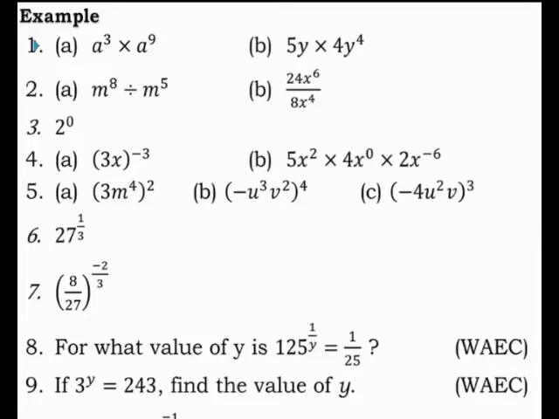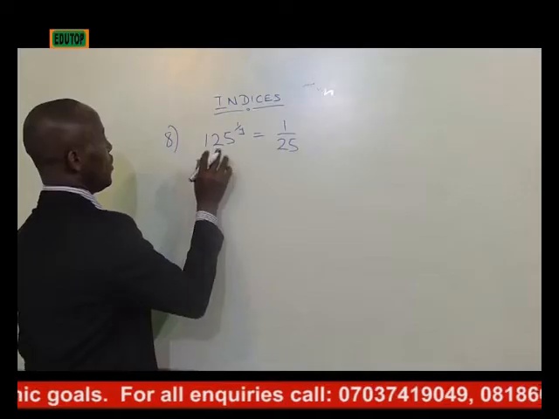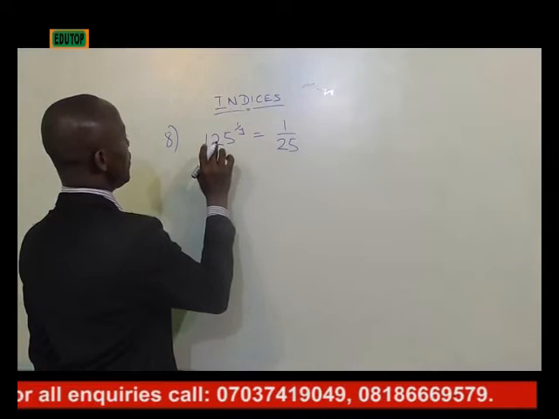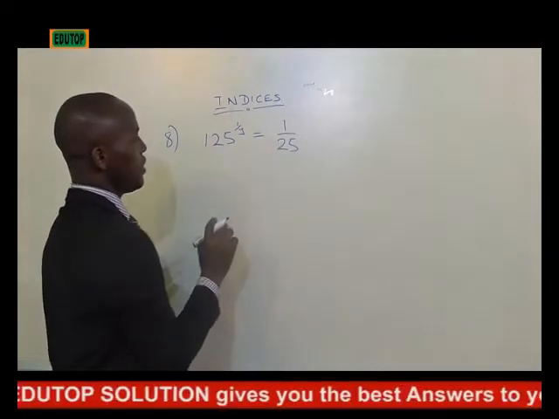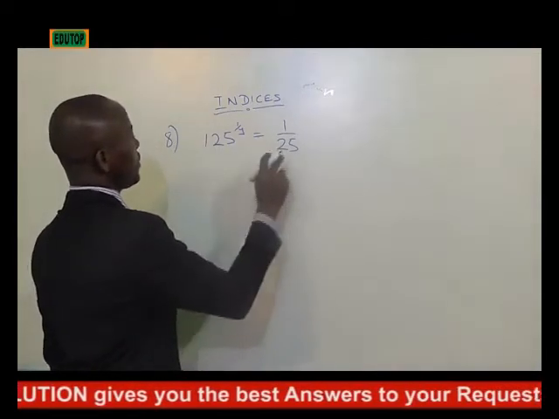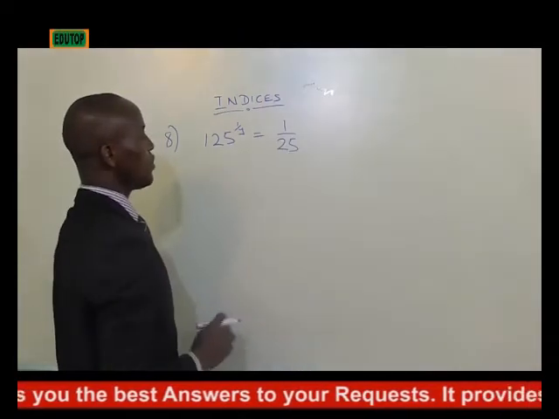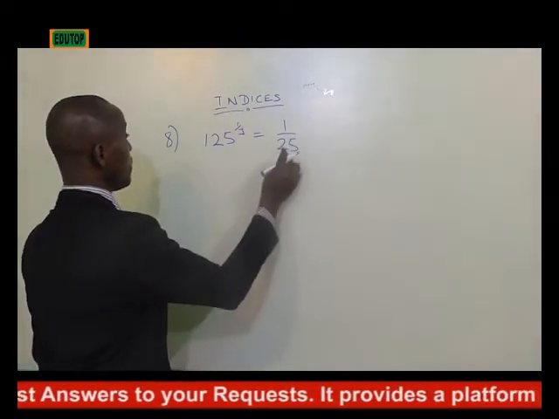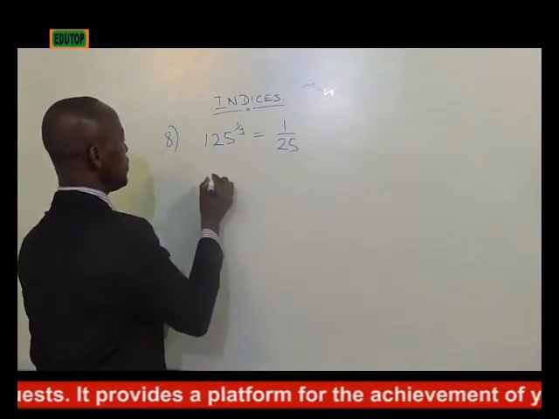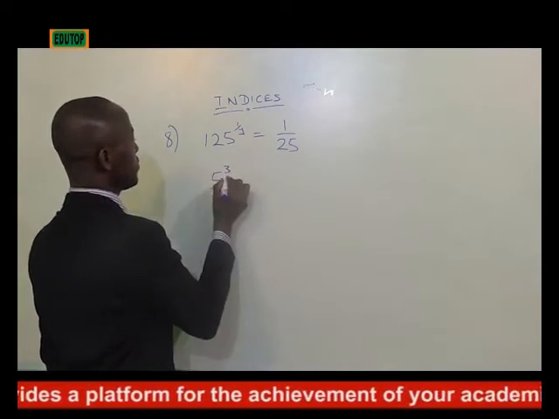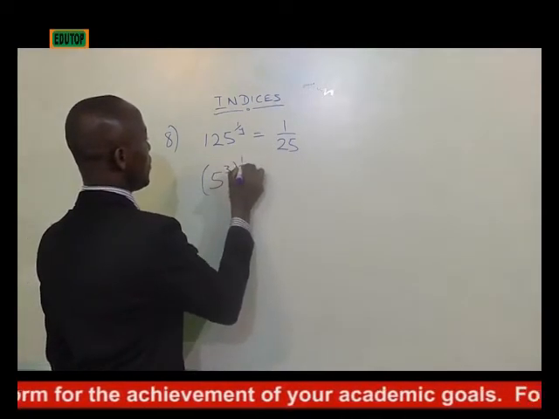Example number 8. For what value of y is 125 raised to the power 1 over y equals 1 all over 25? Now, from the question, we have to look for the multiples of 125 and 25. 5 is a multiple of 125, and then 25 also is a multiple of 5. So if we check the multiple of 125, that will be 5 raised to the power 3 times 1 raised to the power.